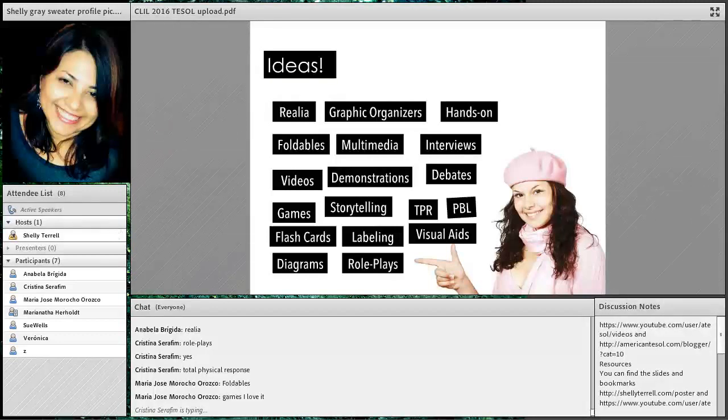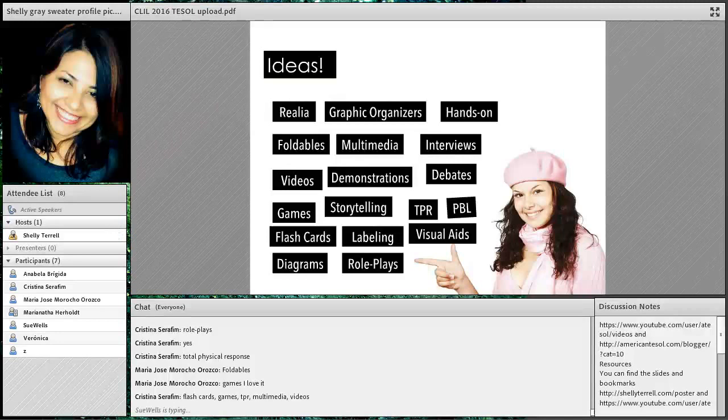There was a time when my teacher brought in a snake expert, and we got to touch a really huge snake. I don't remember what snake it was, but it was pretty. It was huge. It went around the whole class. And so there's a lot of different ones that you've used, and diagrams, flashcards, role plays, visuals.